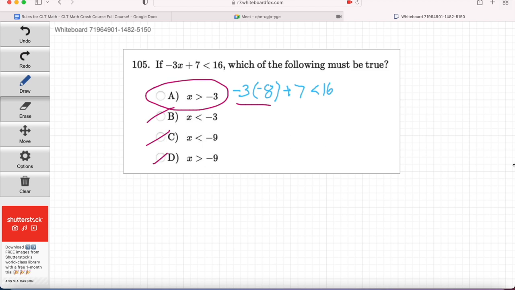Okay. Yeah, here I would still, especially with inequalities, I would always test all the answer choices. I would on an inequality question. Because if they gave you another answer choice that said like X is greater than 2, right? You'd get a true statement if X is greater than 2. Right? You get a true statement.